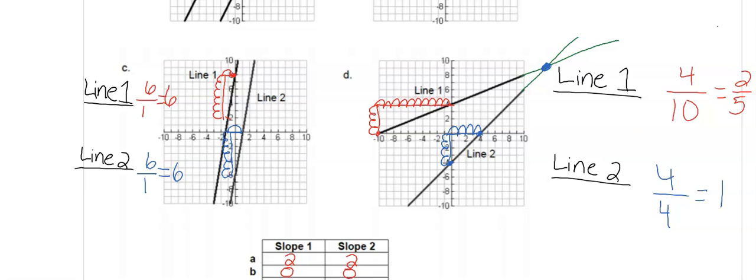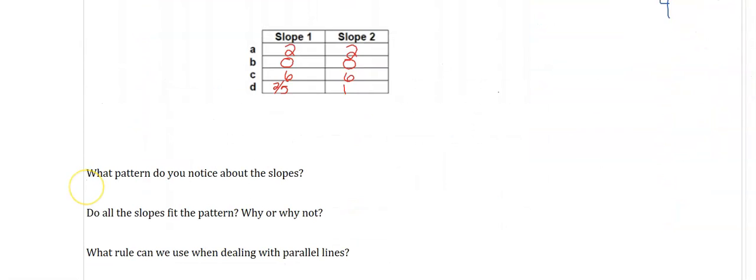So if we go back down to the questions they were asking, we could say that we've noticed most graphs have the same slope for each line. Now it says, do all the slopes fit this pattern? We noticed that graph D did not, so no. Graph D did not fit this pattern. And for why or why not, we determined that it is not parallel.